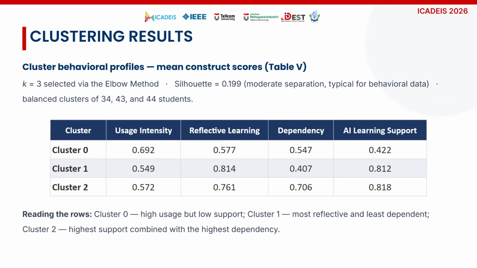And then for dependency, cluster 2 stands out. Cluster 1 is the lowest, and cluster 2 is the most dependent. Cluster 1 is the most independent. For AI learning support, the last column, cluster 1 and cluster 2 are nearly equally high, while cluster 0 is far below. Cluster 0 feels the least supported, and cluster 1 and 2 both feel very supported.